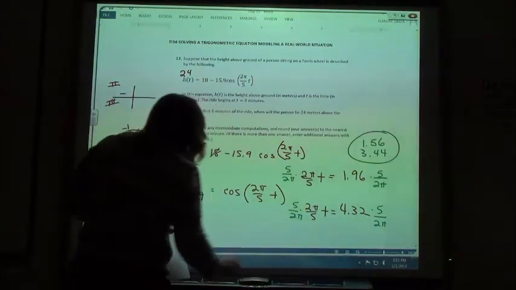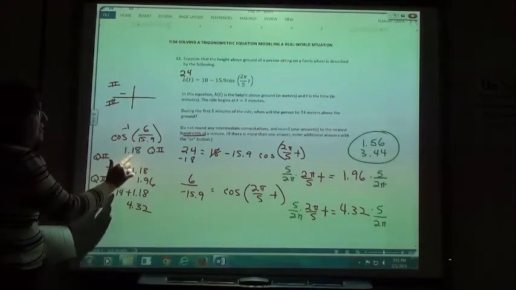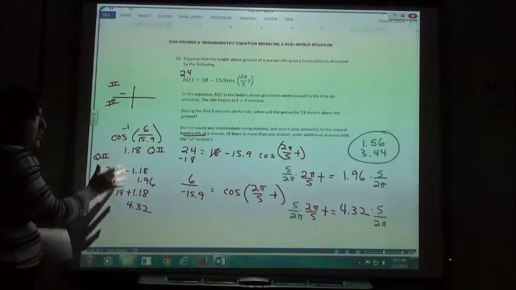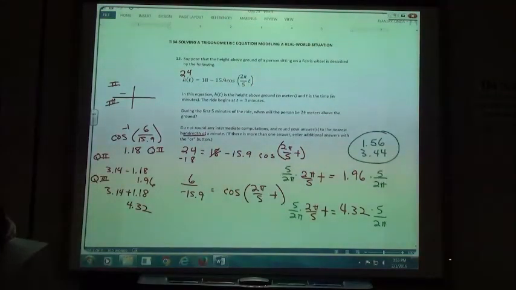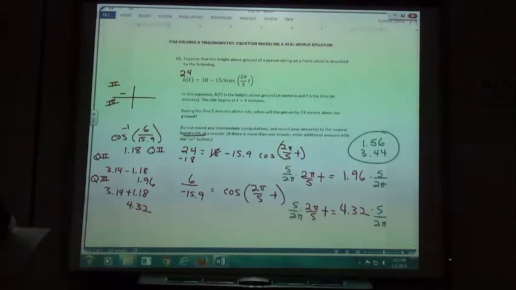Key to this problem, whether this is positive or negative, we're going to put it in as a positive, find your answer in quadrant 1, and then change it to whatever quadrants you need to be in, whether it's 2 and 3 or 1 and 4 or whatever it might be, then do your conversion.